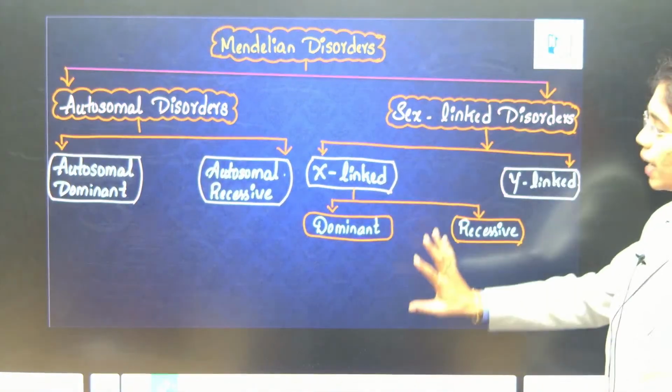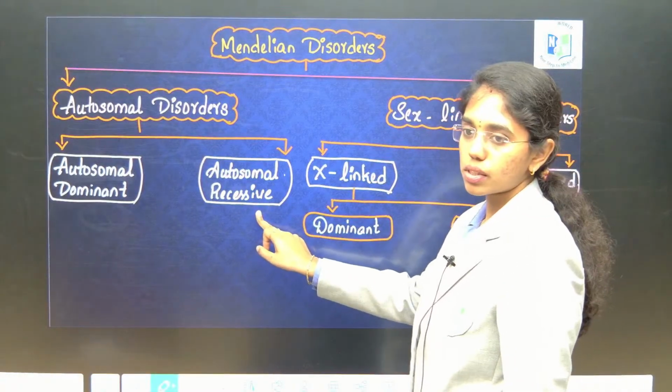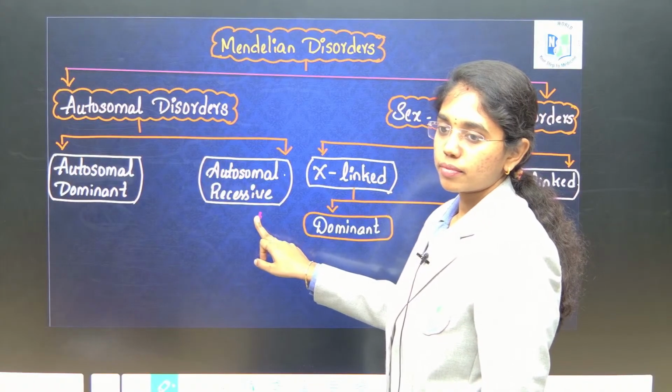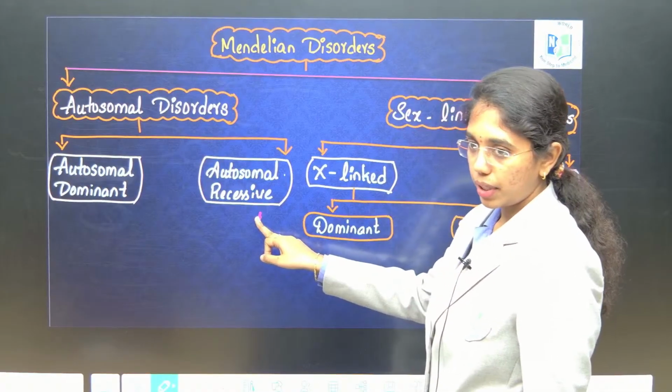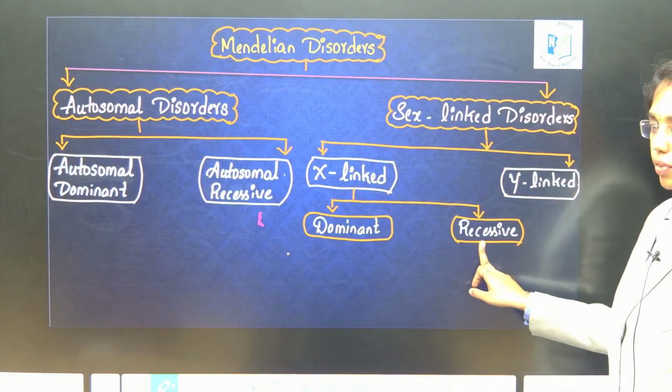So, this chart I have already dealt. Autosomal recessive, tell me what are the diseases? Phenylketonuria, sickle cell anemia, thalassemia, cystic fibrosis. Here X-linked recessive, hemophilia. Good.